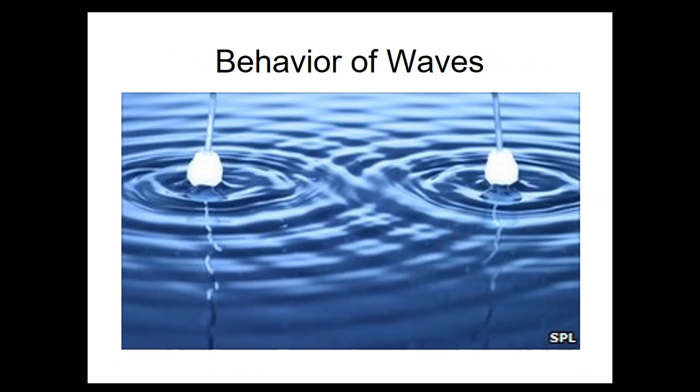So let's go to the next slide. One thing I want to go over is the behavior of waves, because now we know that light is a type of wave. So how do we know that? Some early scientists, including Newton, thought light was a particle. So it took some examination of light's behavior to eventually prove that light is a wave. Let's go over some of that proof that light is a wave.